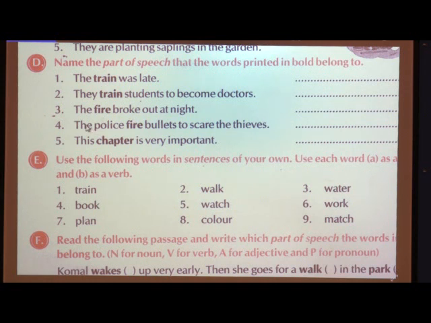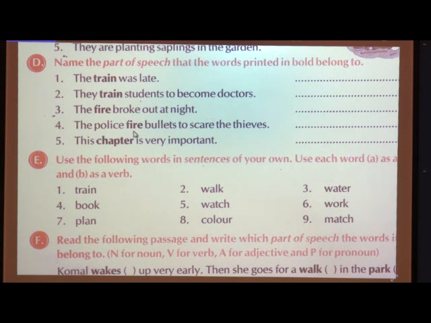Then, the fire broke out at night. Fire. Okay. So this fire is different. What is it? It is a noun. The fire broke out at night. Somewhere it might have been done with the fire. So this is a noun.